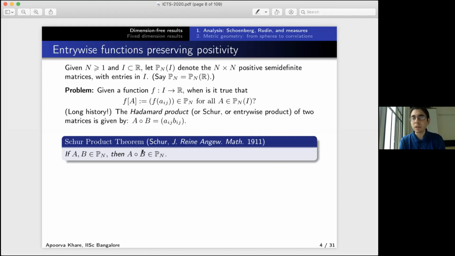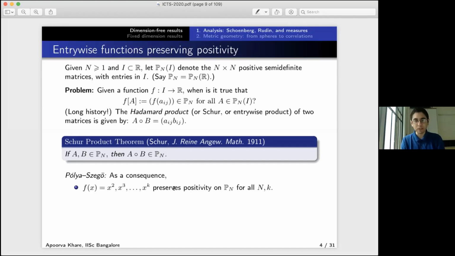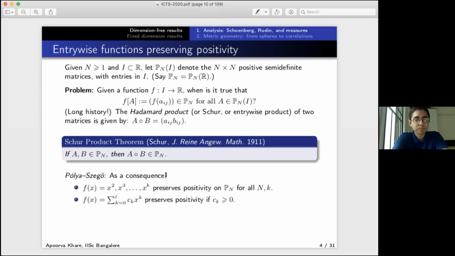Now you can put B equals A dot A, and so you would get A dot A dot A. So then you would get that x cubed also satisfies this, x fourth. And by induction, every integer power works, preserves positivity on Pn for all sizes and all powers. And again, this is not some new observation. This was done by Polya and Szego in their book on problems in analysis in 1925. So these are all very old observations.